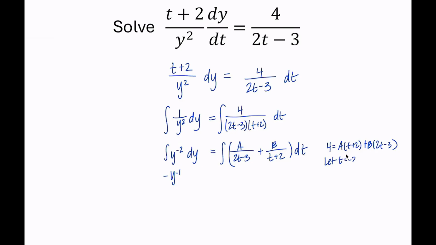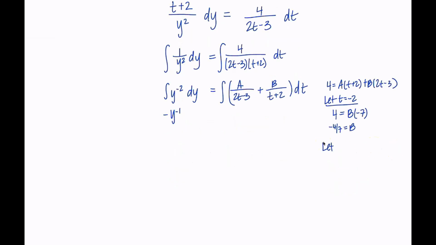And so if we let t equal negative 2, then we can solve for b. So if we let t equals negative 2, then we'll get 4 is equal to b times, here, negative 2 times 2, that's negative 4 minus 3, so negative 7. So we get negative 4/7 for b. And then we'll solve for a by substituting in over here positive 3/2. That's what's going to make this factor equal 0.